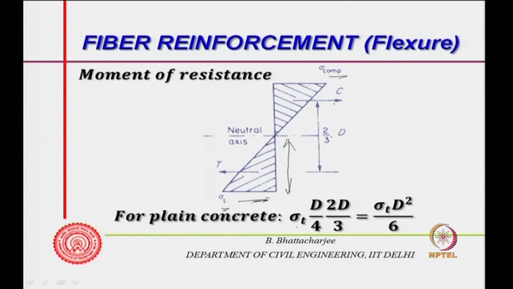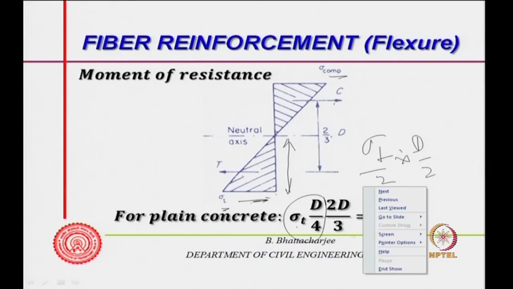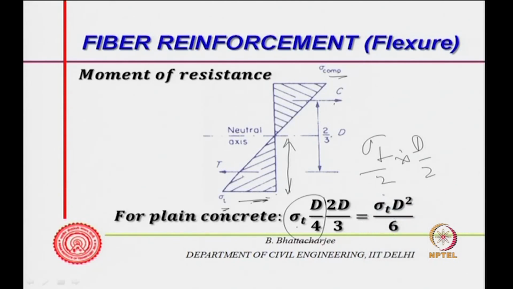So, it is actually half sigma t into d by 2, that is the triangular area, and of course the width we are taking as unity. This gives sigma t d divided by 4, multiplied by the lever arm 2d by 3, gives me sigma t d square by 6. Well, this you know very well. So, that is the moment of resistance for plain concrete.